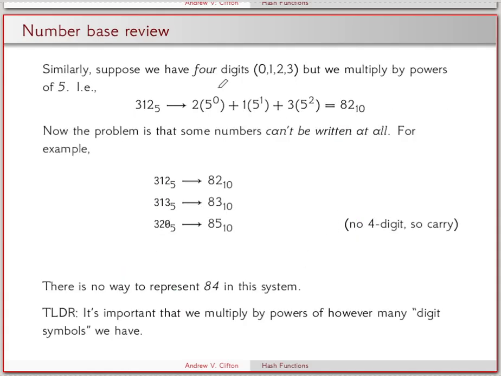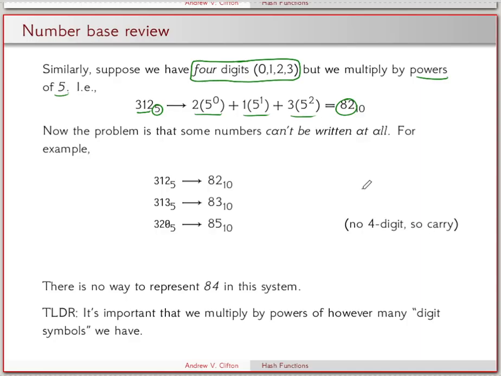If we go the other way, let's say we have 4-digit symbols here. So we have these 4 symbols we can use, but we're multiplying by powers of 5. So now we have 312 base 5. So we do 2 times 5 to the 0, 1 times 5 to the 1, 3 times 5 squared, and we get 82, like that.